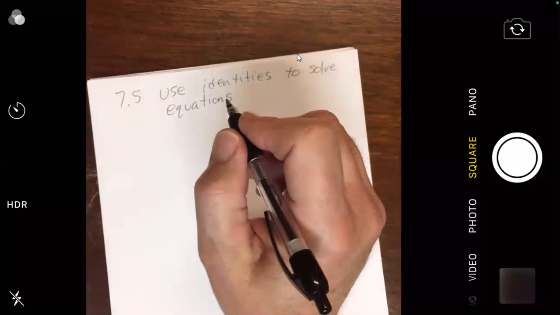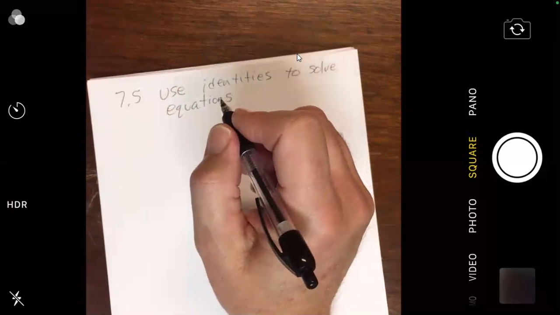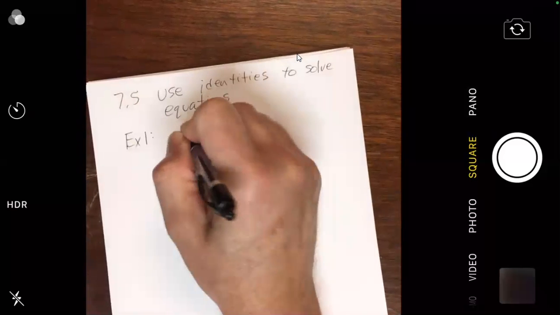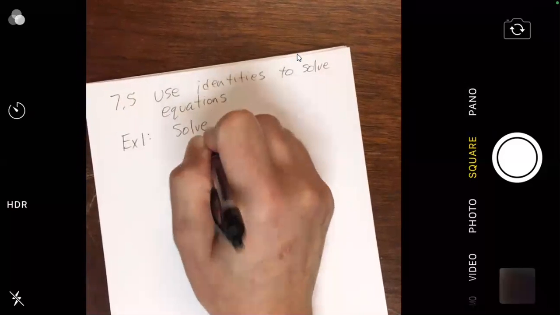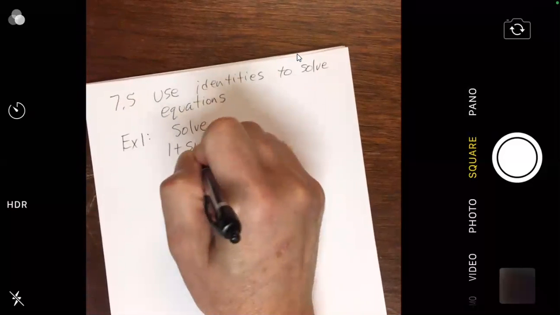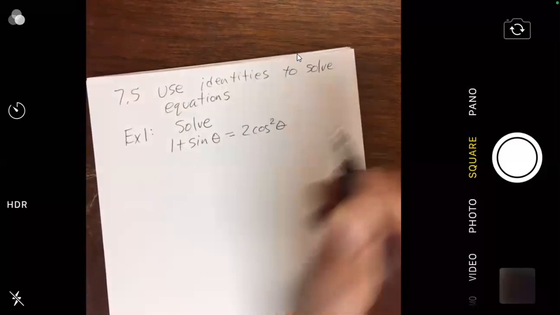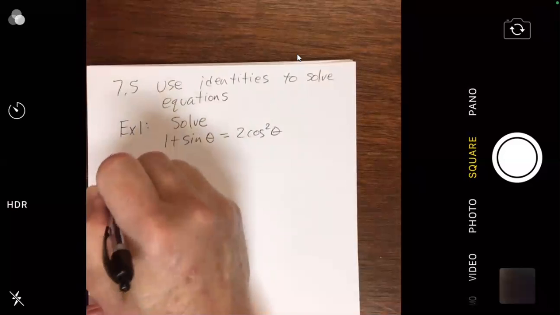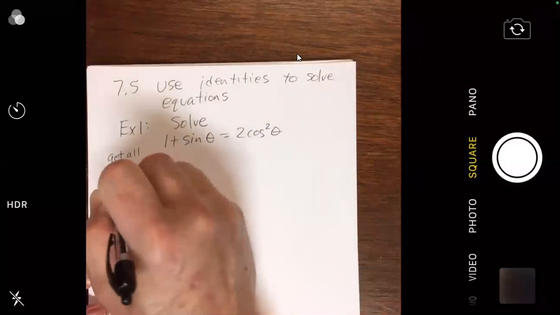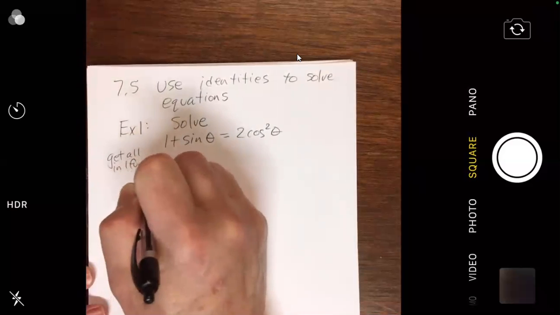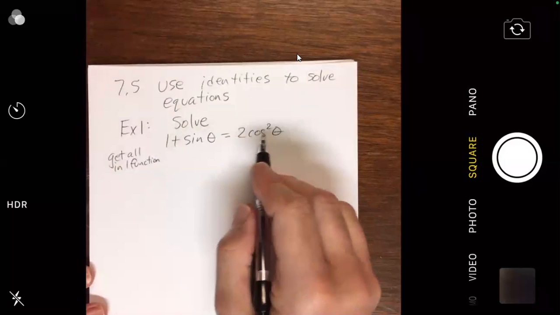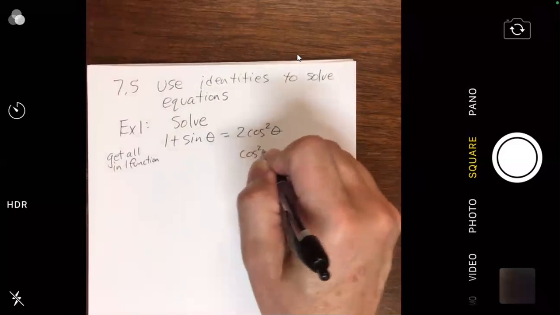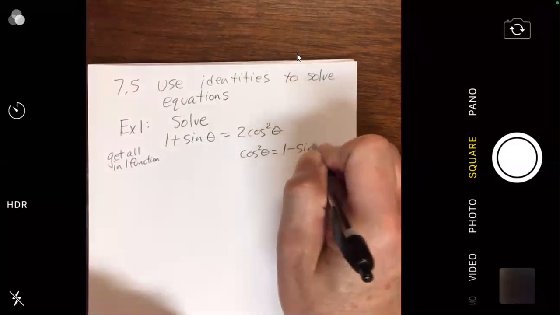Okay, let's see. Why don't we try example 1? Solve 1 plus sine equals twice cosine squared. Okay, you want to get all in one function. You'll never convert sine to cosine, but you can convert this to sine if you remember that cosine squared is 1 minus sine squared.